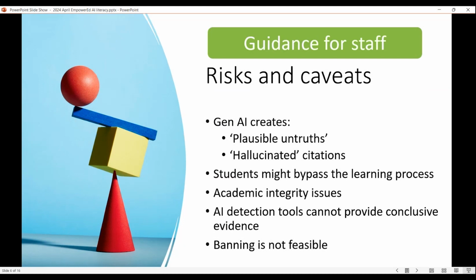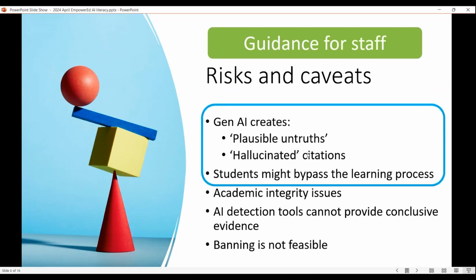This is from a live session. So there are a couple of things to highlight here. This would be a key part of AI literacy, is to recognize that generative AI creates plausible untruths, hallucinated citations, and also in a higher education context, that students might bypass the learning process entirely if we don't design our learning right, if we're not clear enough with our students.